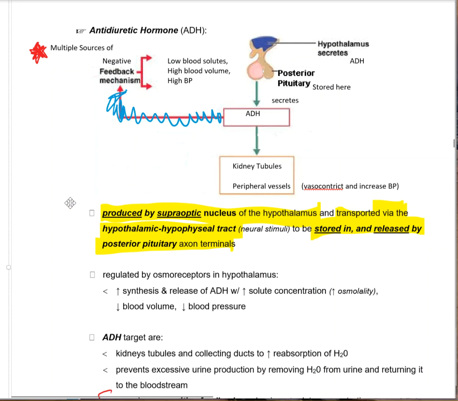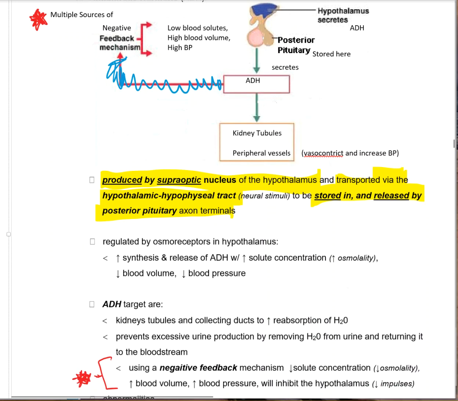And then once it gets released into the bloodstream, it is going to go and impact a couple different parts of our body that we remember from 232. What is regulated by osmoreceptors in the hypothalamus? So the hypothalamus is looking at osmoreception and is looking to see if there is a high solute concentration, low blood volume, or low blood pressure. If it sees those things, it wants to release ADH.